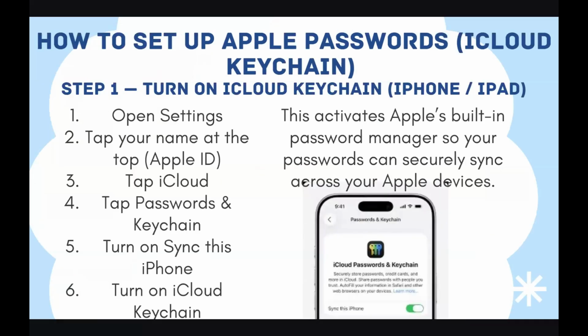How to set up Apple Passwords. Step 1, turn on iCloud Keychain. This is for iPhones and iPads. Open Settings, tap your name at the top, which is the Apple ID, tap iCloud, Passwords and Keychain, and then turn on Sync this iPhone, and then turn on iCloud Keychain. This activates Apple's built-in password manager, so your passwords can securely sync across your Apple devices.